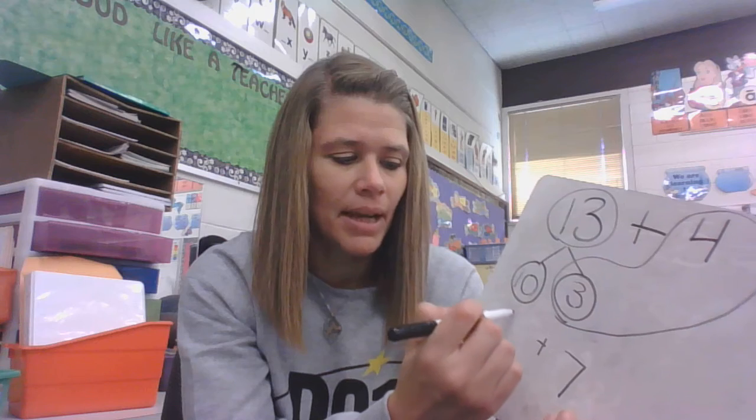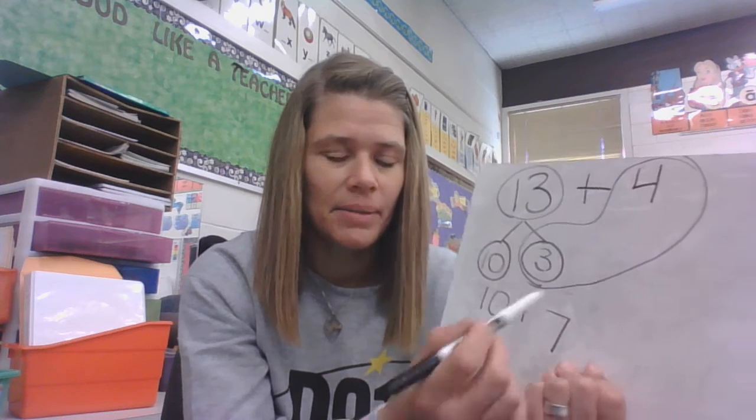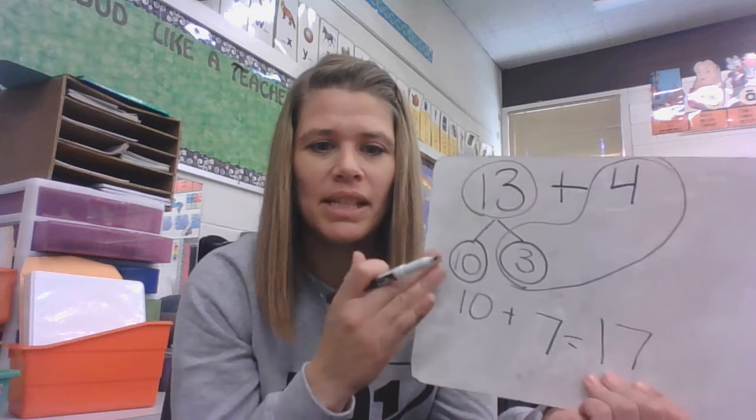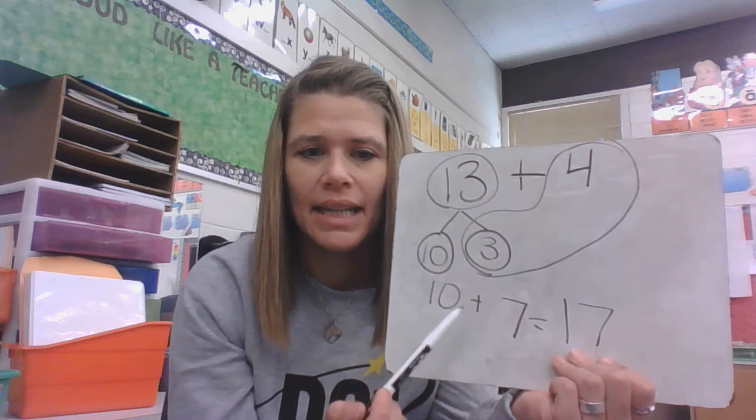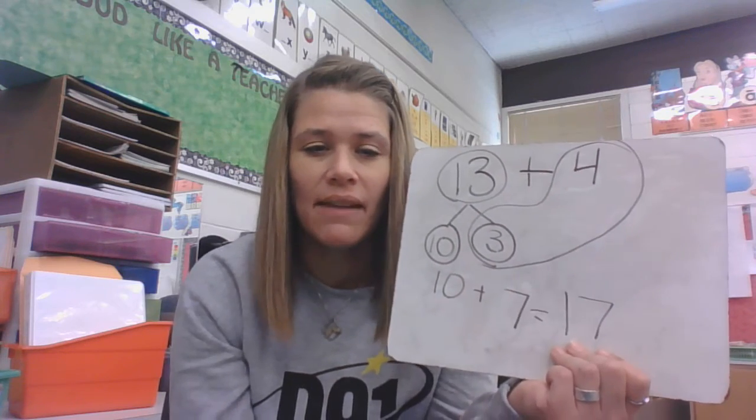4 and 3 give me 7. Add on my 10, and that gives me 17. Okay, so I'm going to save my 10 for last because he's the easiest guy to just throw on there. So I added my 1s together first, and my 3 and my 4 gave me that 7. Add on my 10. 10 and 7 give me 17.